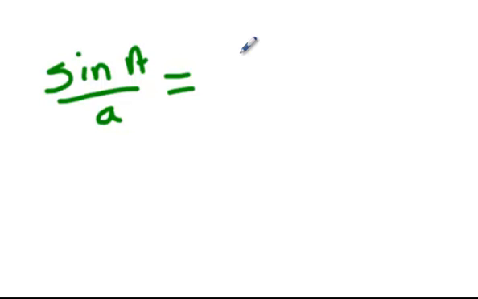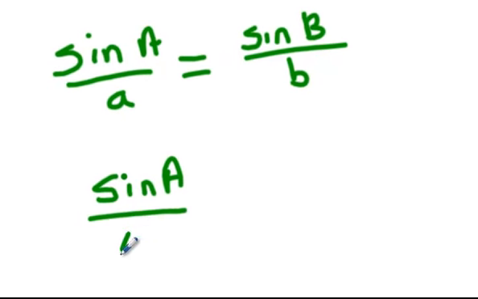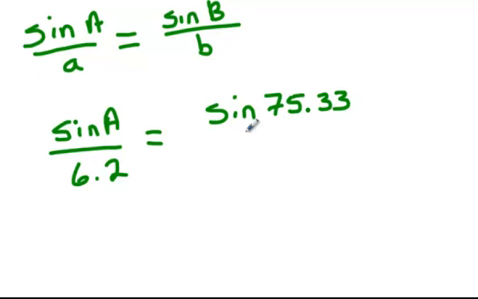Alright, so we'll go ahead and find the sine of A over A. In this case, it doesn't matter which one we go after, A or C. This is going to equal the sine of the angle B over the side B. Sine A I don't know, but the other numbers we can start putting in. So we're going to have sine of A over 6.2 equals sine of 75.33 divided by 9.94.